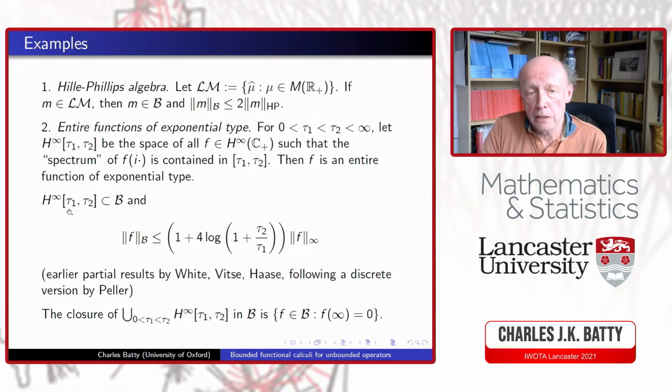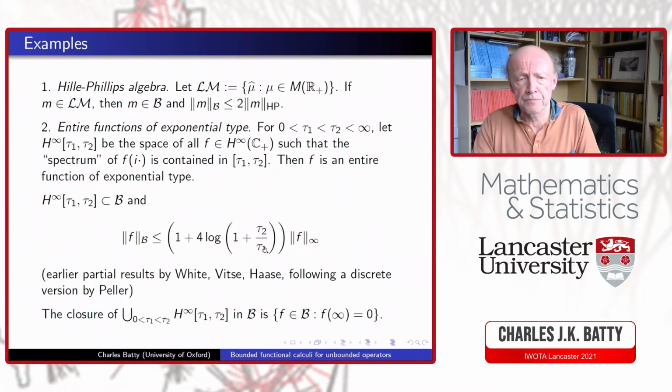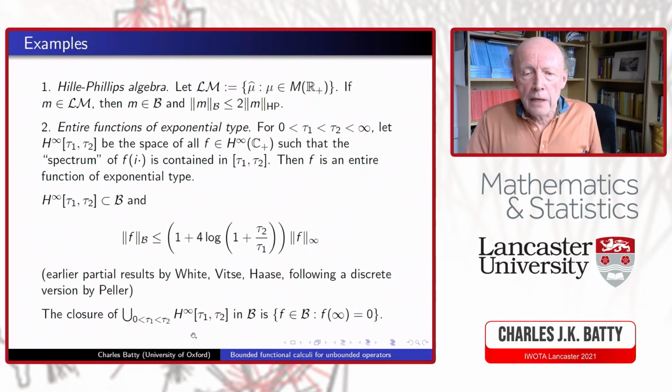Now, these spaces are all contained in B, and you get an estimate for their norms in the B sense in terms of the H∞ norm multiplied by something that depends only on τ1 and τ2. And it depends logarithmically on τ1 and τ2. So this sort of estimate has been discovered in various forms by other people earlier on. I'll come back to that a bit later on.